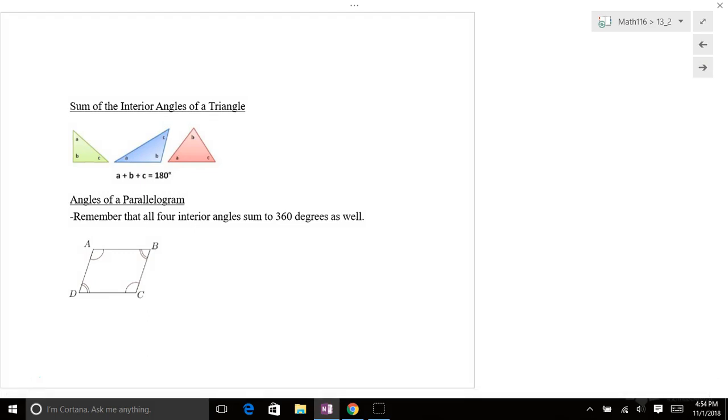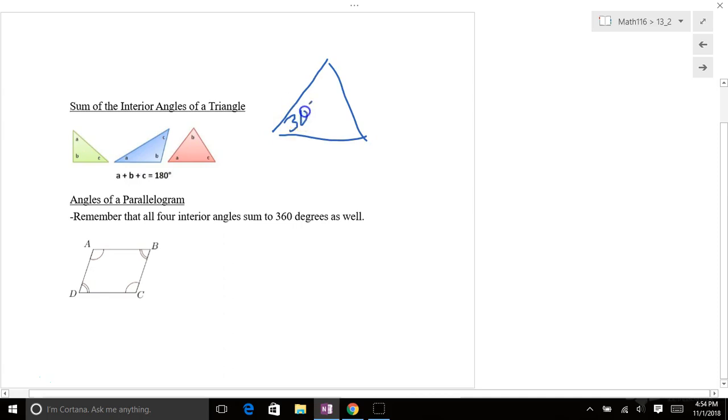The sum of the interior angles of a triangle will always add up to 180. Like if this is 30, that's 70 degrees. Since those add up to 100, the last one would have to be 80 degrees. They all add up to 180 degrees.